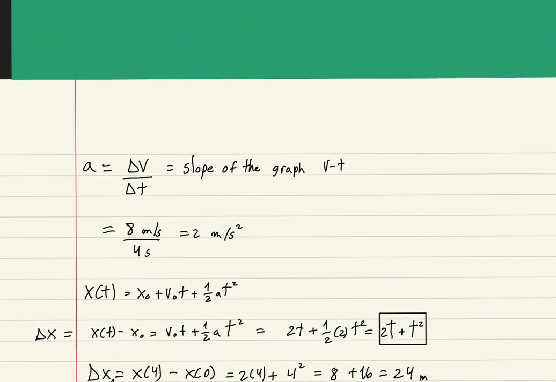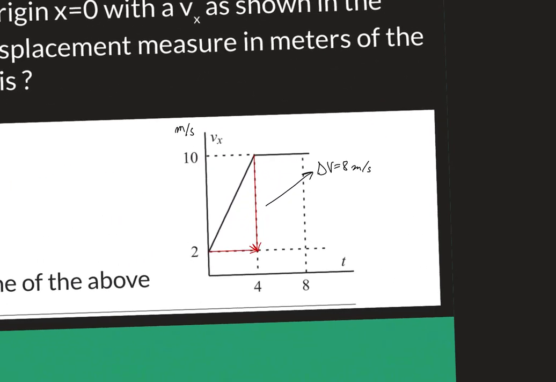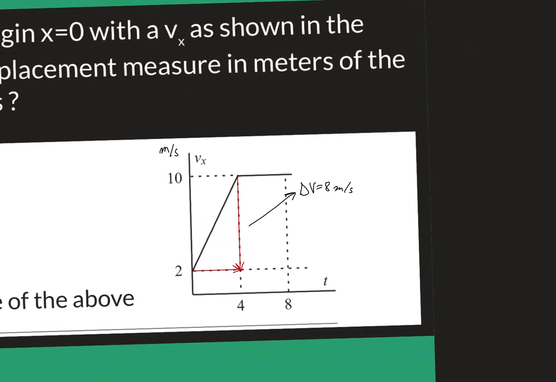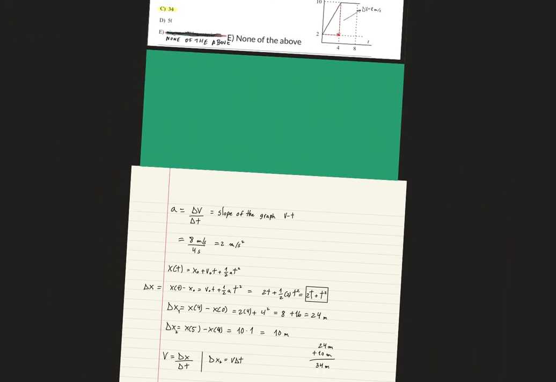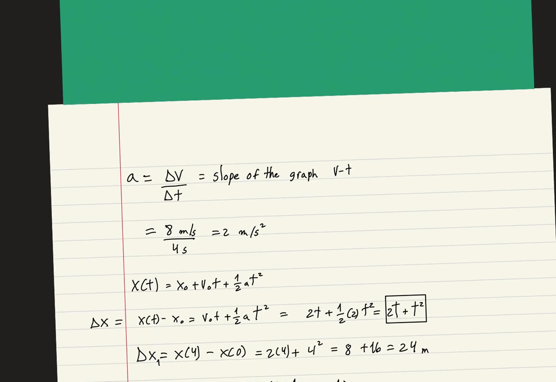We use the slope of the graph, which is this. We use 4 seconds because, as we said, we found 8 because 10 minus 2 is 8. And then we ended up with the 4. So you have to divide 8 by 4, which is 2 meters per second squared.